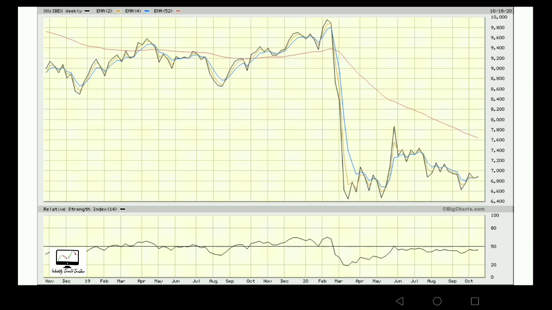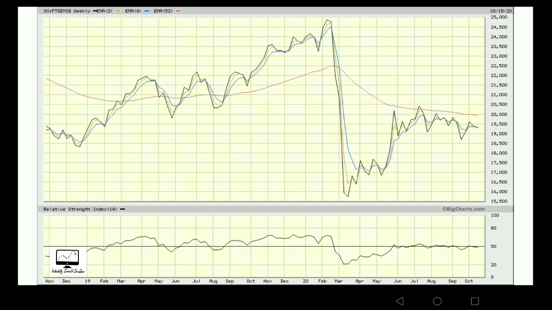Let's take a look at the FTSE MIB in Italy. So here's the FTSE MIB in Italy. Nice little example here. Market runs up quite nicely. Lovely couple of opportunities that we see there. But again, we see that situation where the market gets to that round number of 25,000 in February. Then we get that massive correction all the way from 25,000 down to 15,500. Lovely trade if you caught it. 10,000 points on the downside, a very big move.